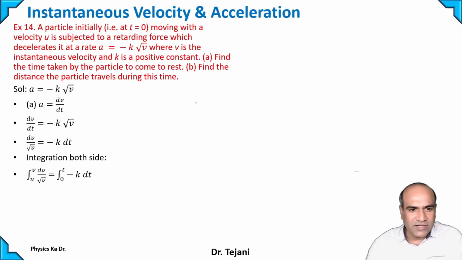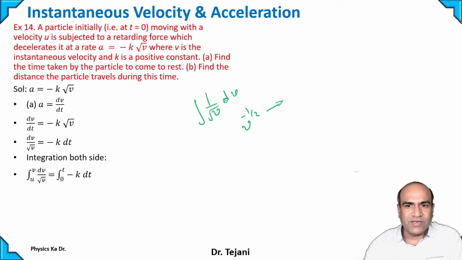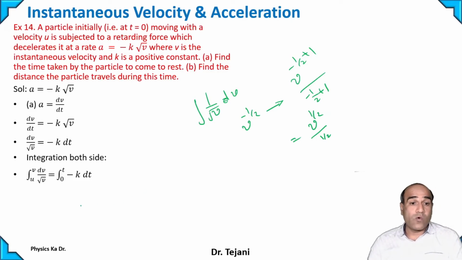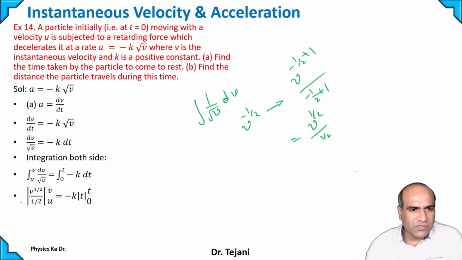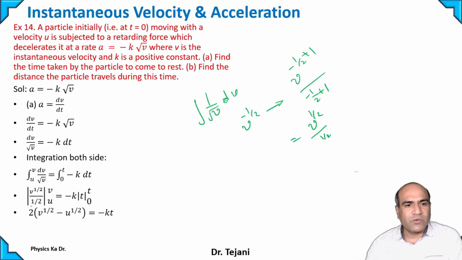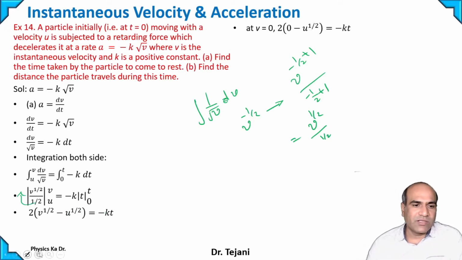What is the equation for that? The integration of 1 by root v dv. If we integrate this, it becomes v power minus 1 half plus 1 divided by minus 1 half plus 1. So it becomes v power 1 half divided by 1 half, which is very simple. So 2 should be outside, and then minus kt. It is very simple now. v power 1 half, with 2 outside, so it gives the upper side minus kt, and our solution is somewhere here.